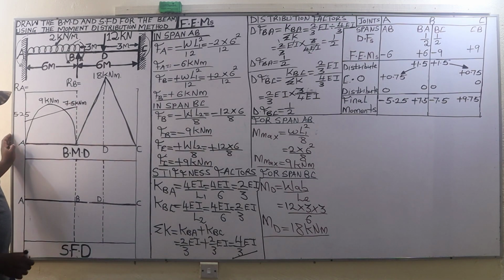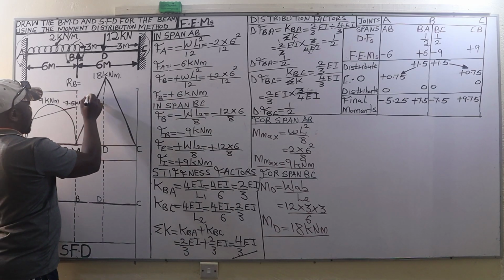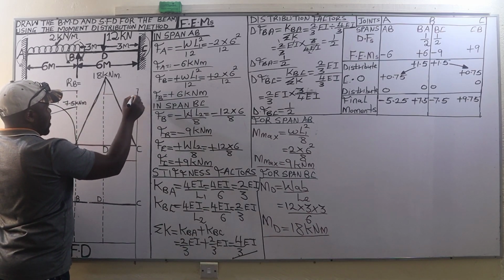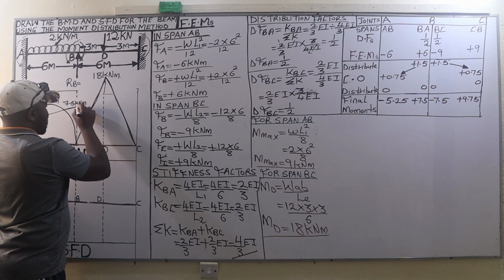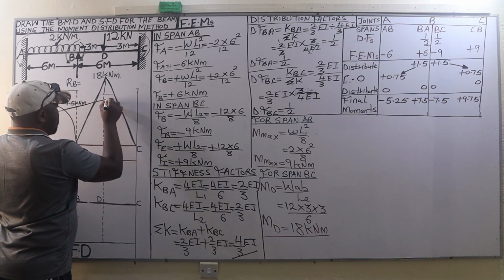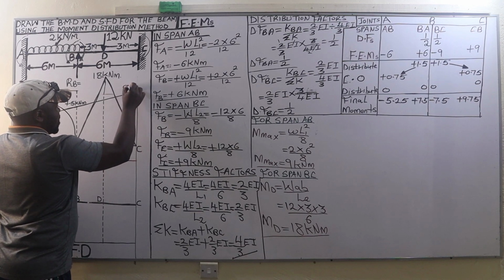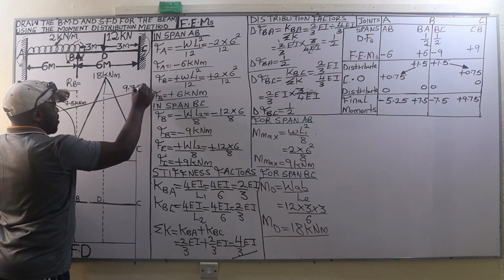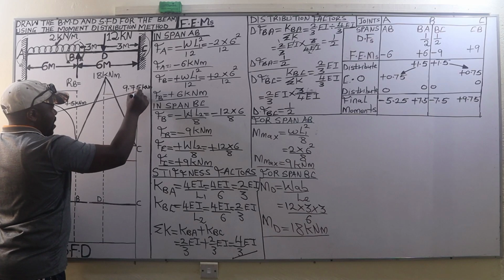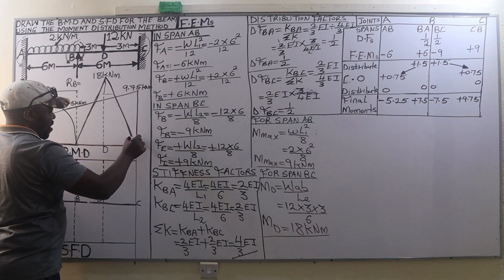Then the bending moment at C is 9.75. So above, let's say, there. So we are going to join 7.5. We join it to 9.75 kilonewton meters, and then we drop that all the way to C.